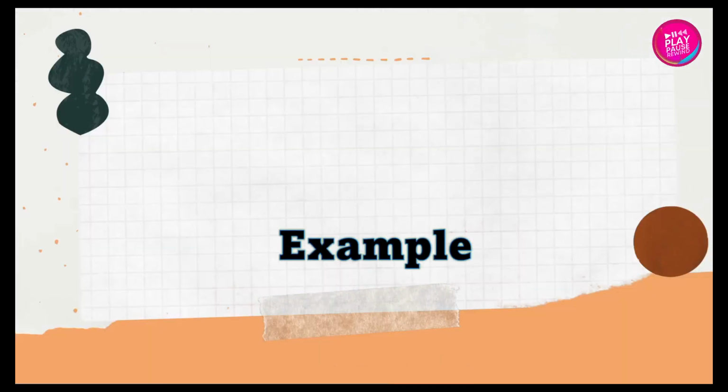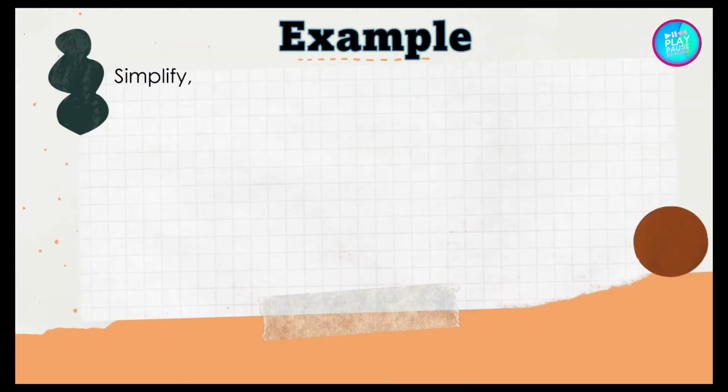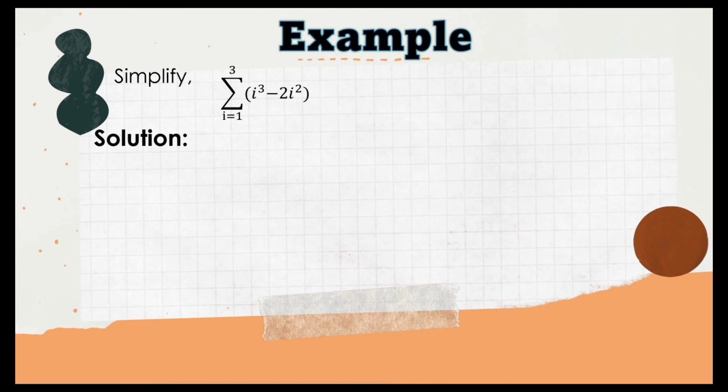Let us have the given example. Let's simplify the summation of i raised to 3 minus 2i raised to 2 from i equals 1 to 3. To solve, let's use property 3 and property 2. The summation of i raised to 3 from i equals 1 to 3 minus 2 times the summation of i raised to 2 from i equals 1 to 3.